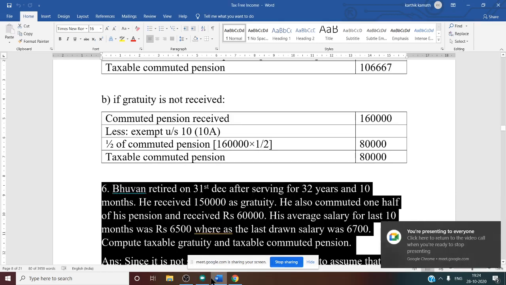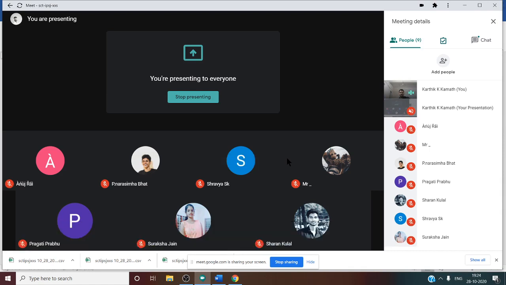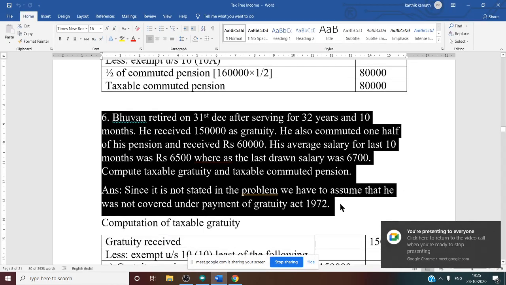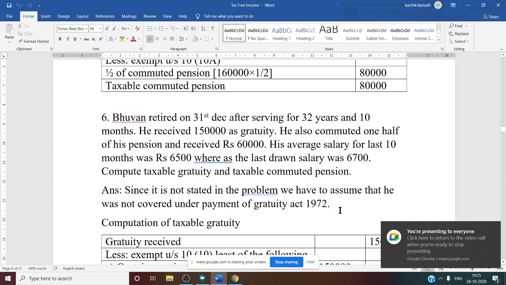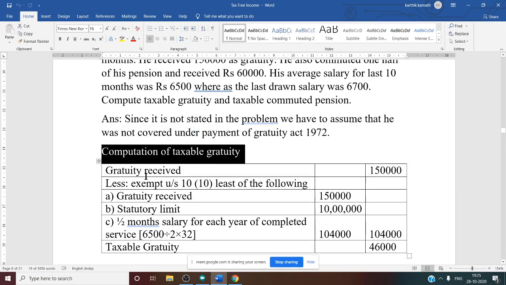See, by seeing the question, can you tell whether any information regarding the coverage under the Payment of Gratuity Act of 1972 is mentioned? They have not given. Whenever there is no information about covered or not covered, we'll assume that he is not covered under the Payment of Gratuity Act. So now it is very clear. Since it was not stated in the problem, we assume he is not covered. So the first thing we need to do is computation of taxable gratuity.